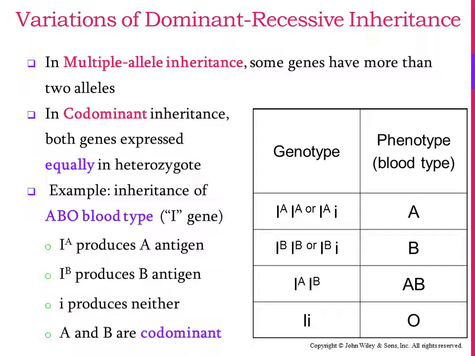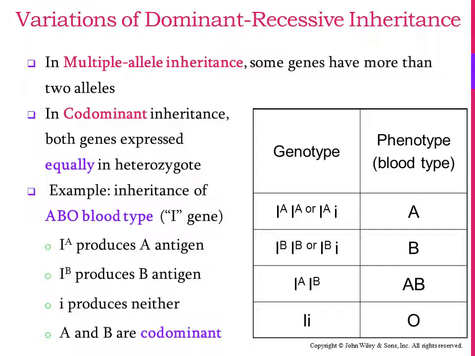If the person is homozygous for the A, then their blood type is of course type A. If they're homozygous for the B, blood type is B. If they are heterozygous for A and B, as in the third box on our table, then their blood type is technically AB. Both antigens are expressed on the surface of the red blood cells.